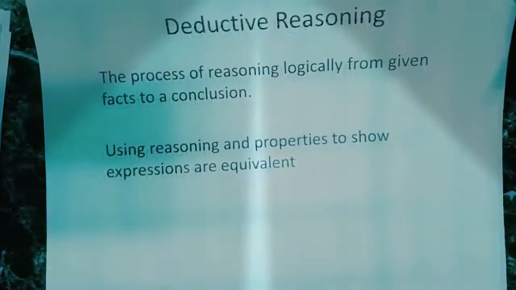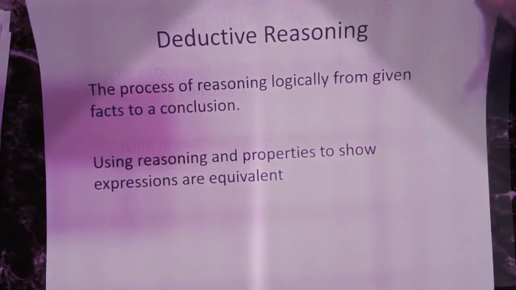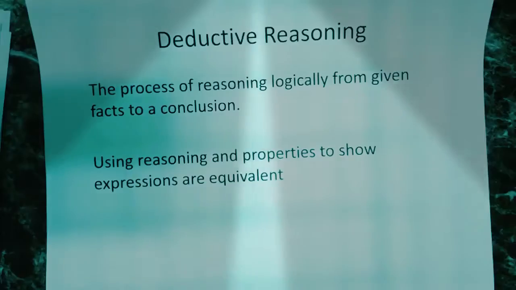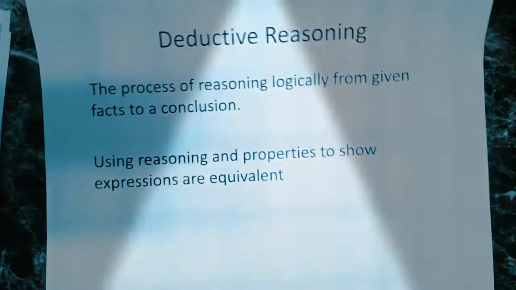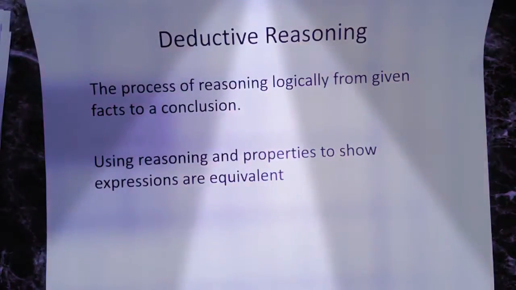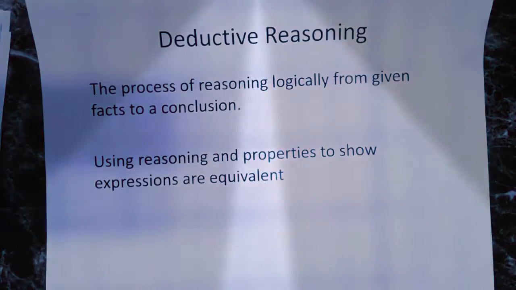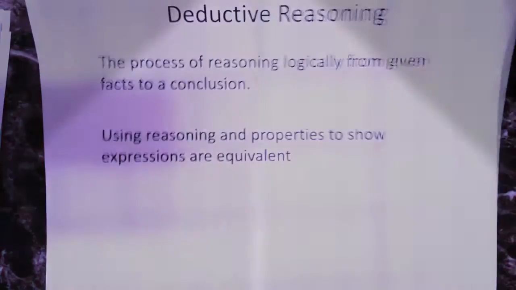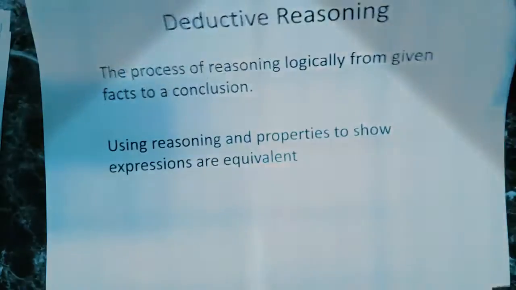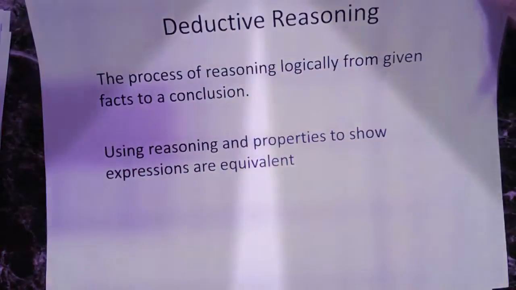So notice this: from given facts to a conclusion. So I have to have proof of this. All right, facts is proof. I have to have something. I have to have done something to show me that this indeed is correct. And we used that when we were doing earlier things like the properties and all that. Those properties are deductive reasoning.